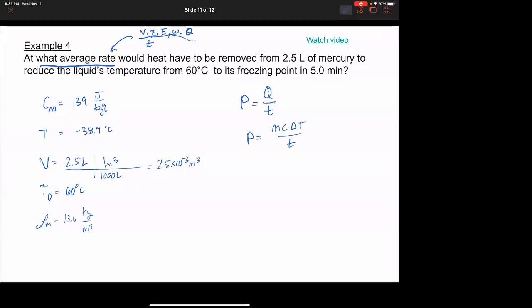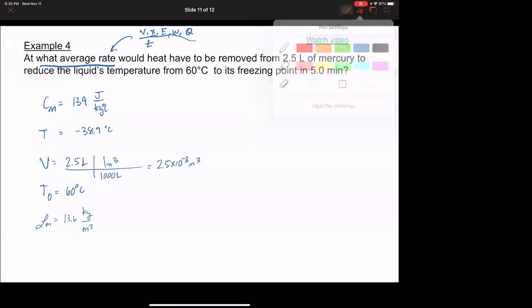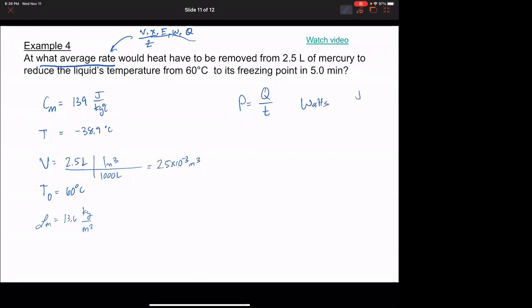Does that make sense? So anyway, we're looking for the rate that it's done. We're looking for the power in this problem. So we're looking for Q over t. So what should our units be? What are the units of Q over t for this problem? Watts. Watts, good. That's a joule per second.